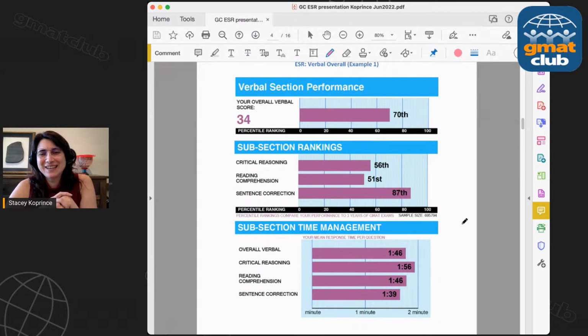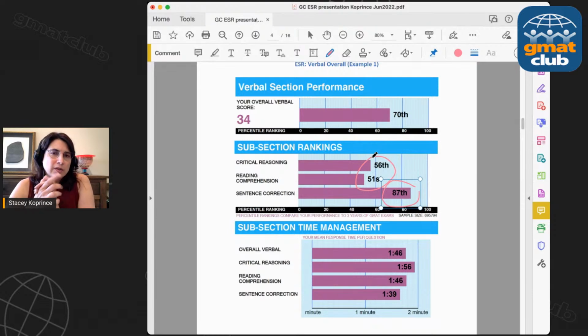This one's fairly obvious. I chose one here that definitely shows a difference. So I'll give it away because, like I said, it's pretty obvious. This person did a great job at sentence correction. And the area for improvement is in critical reasoning and reading comp. A couple of things here.